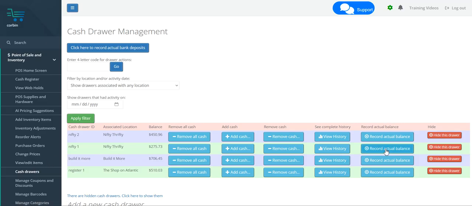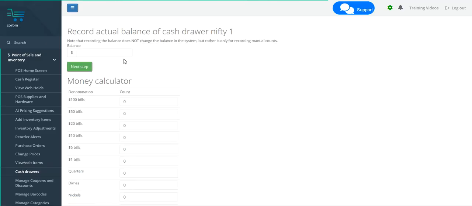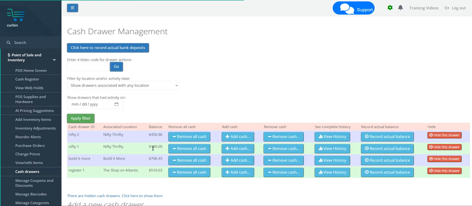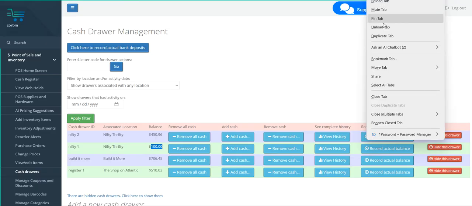I'm going to go ahead and click on record actual balance and then key in here, let's say $180.75, and notice there's a large discrepancy here, $94. But I'm just going to go ahead and proceed and record now. So at this point, the drawer balance has been reset to $100 and that hand count is recorded.